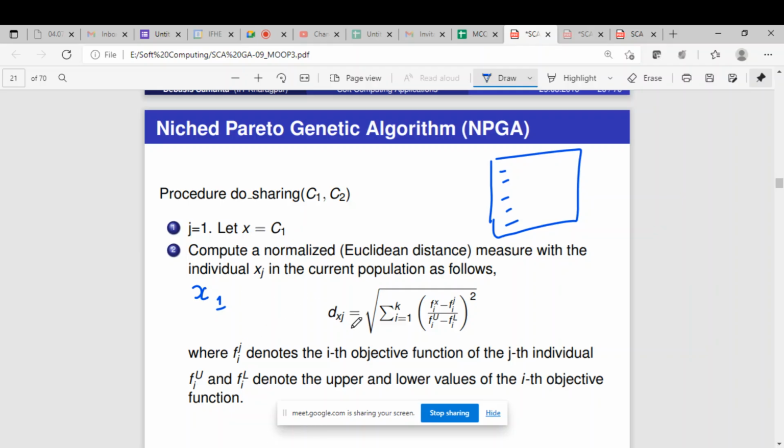So d(x, xj) is equal to the sum over i equal to 1 to k, where k is the number of objective functions, of (fi(x) minus fi(xj)) divided by (fi^u minus fi^l), where fij denotes the ith objective function for the jth individual.